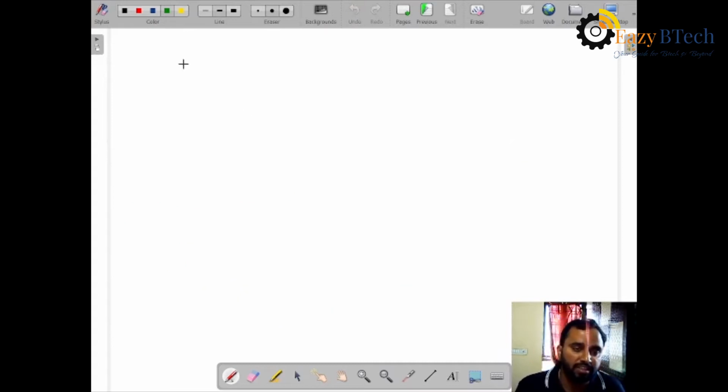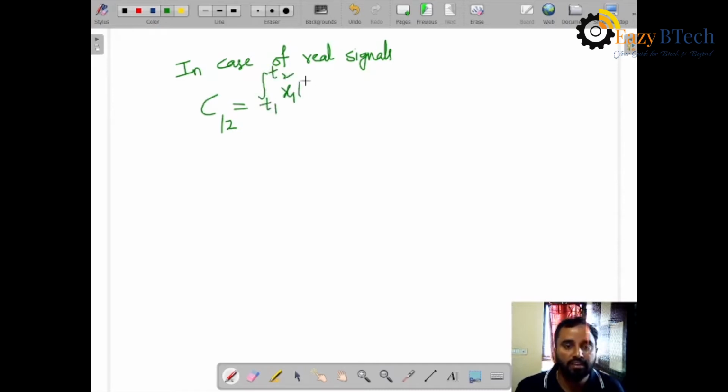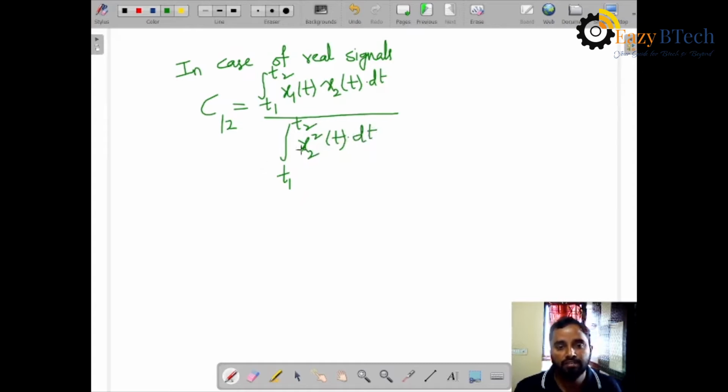In case of real signals, we already discussed C12. The coefficient C12 is integral T1 to T2 of x1 of t into x2 of t dt, divided by integral T1 to T2 of x2 square of t dt. This is the formula of C12.